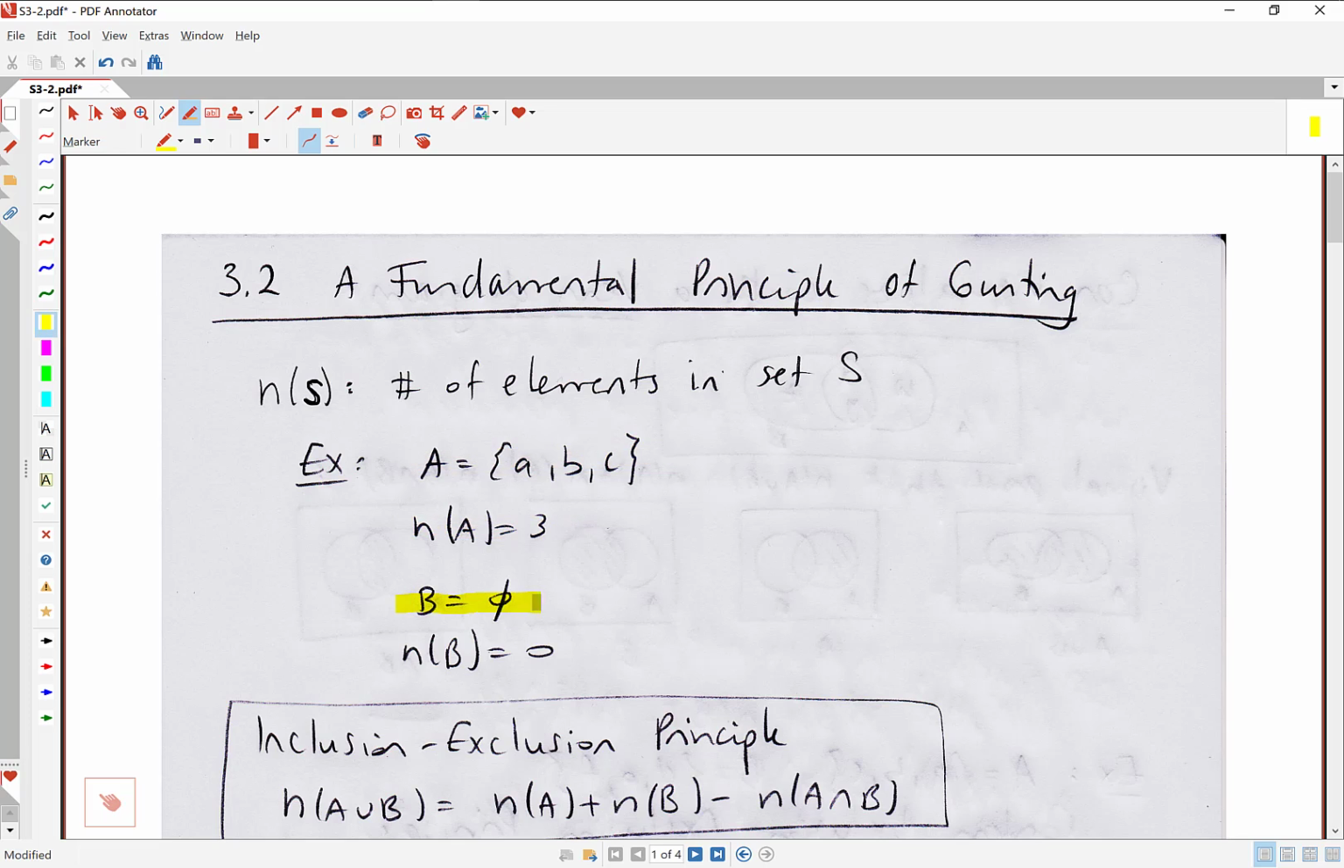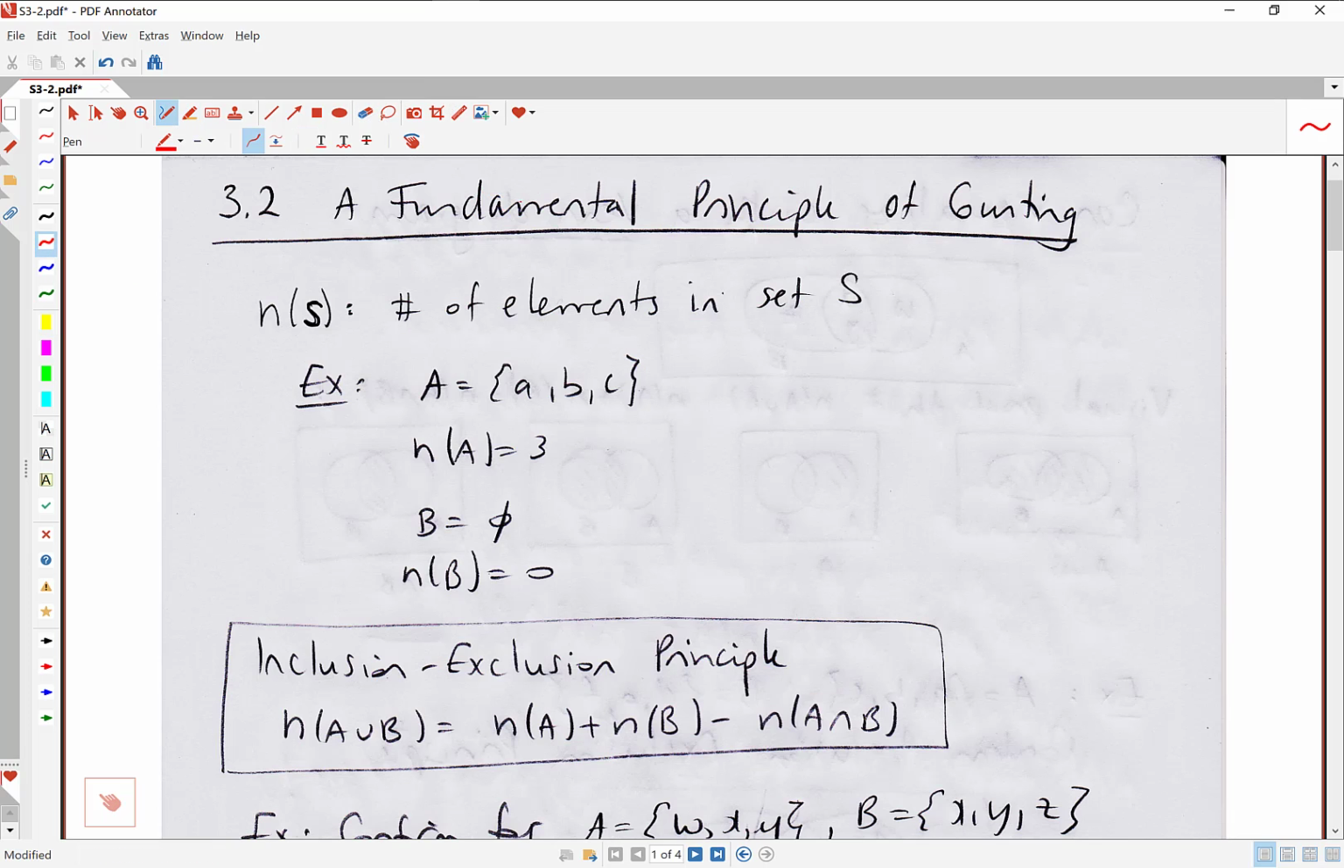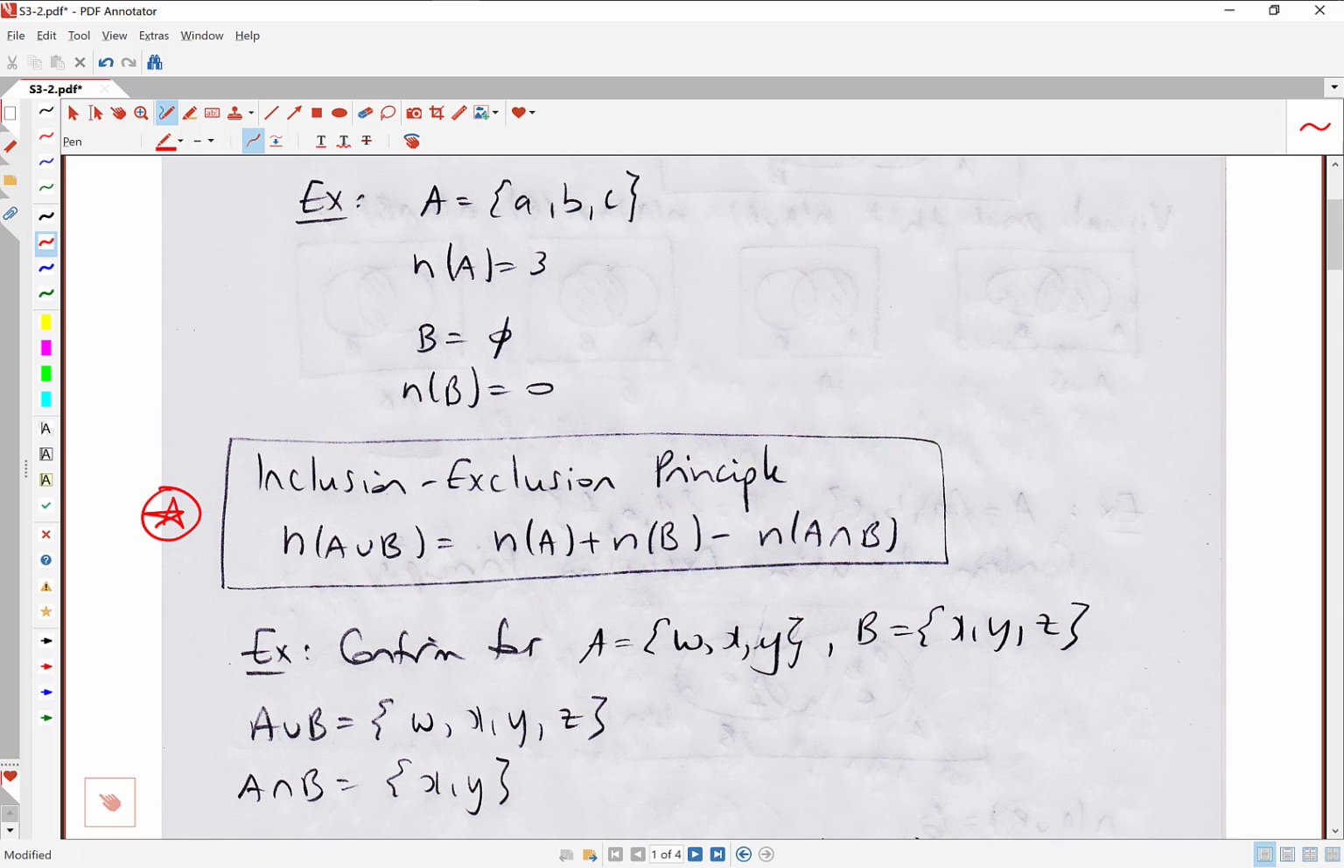Let's say B is the empty set. So we know from our previous video, the empty set is the set with no elements in it. Then we would write n of B is equal to 0. So this video is called the fundamental principle of counting, which means there's an important counting rule coming up. And here it is. I'm going to put a star beside it.